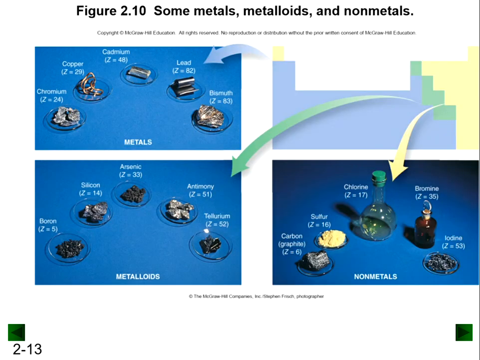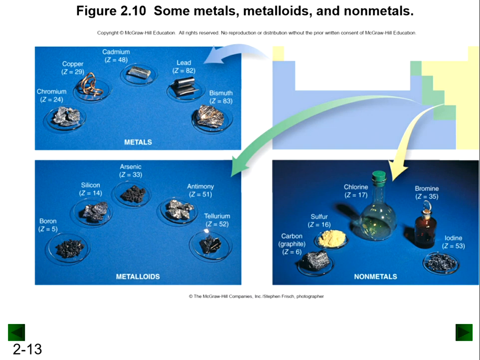Another classification scheme is based on the overall properties of the elements. And there are three groupings of elements. We have metals, metalloids, and nonmetals. So if you look in the upper right-hand corner, you see a shadow of the periodic table. There's no elements put in. But the gray region represents the metals. The yellow region represents the nonmetals. And the green region is the metalloids.